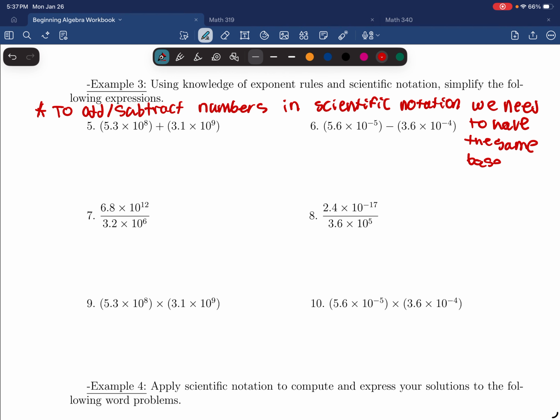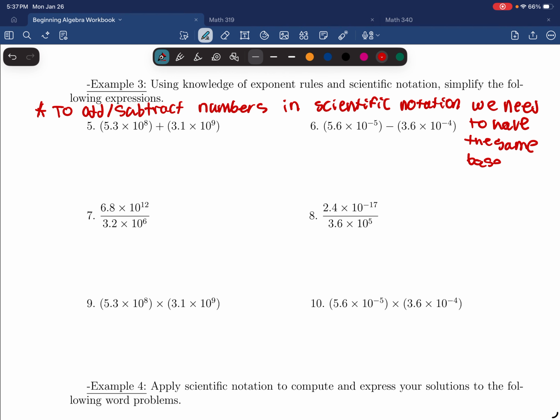So what I'm going to do is take this first term here, 5.3 times 10 to the 8th, and make that exponent become a 9. And how would I make this exponent go up by a value? All I have to do is simply move that decimal place over left one value. So that gets us 0.53 times 10 to the 9th power plus 3.1 times 10 to the 9th power.